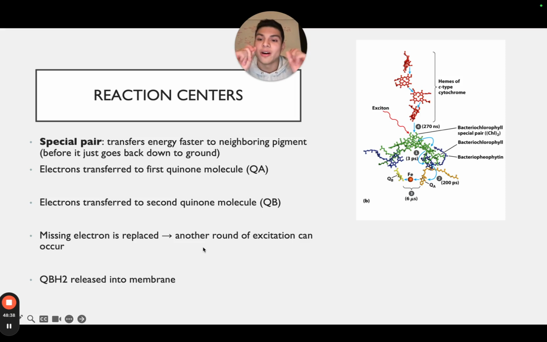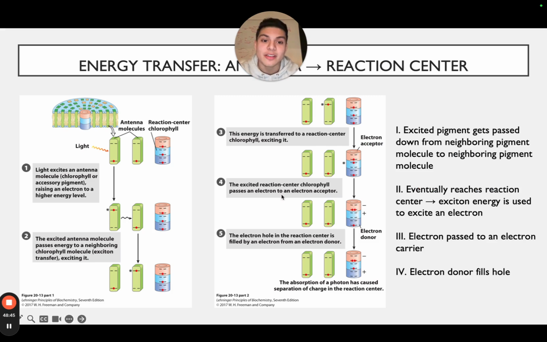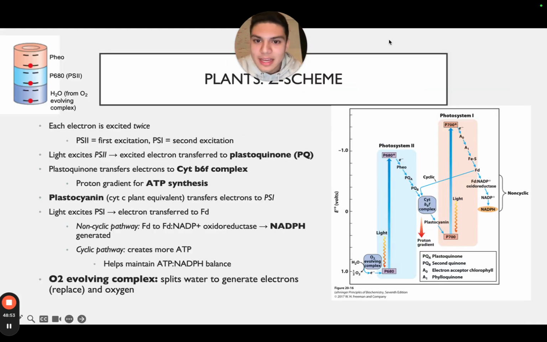The special pair, all it does is transfer energy faster to neighboring pigments. It's all coordinated. That's what I was trying to tell you: the electron acceptor, the special pair, and the electron donor are all coordinated with each other so that there's a very fast transfer. That's all it is. And so I wanted to orient us to this battery diagram, but with actual labels here.